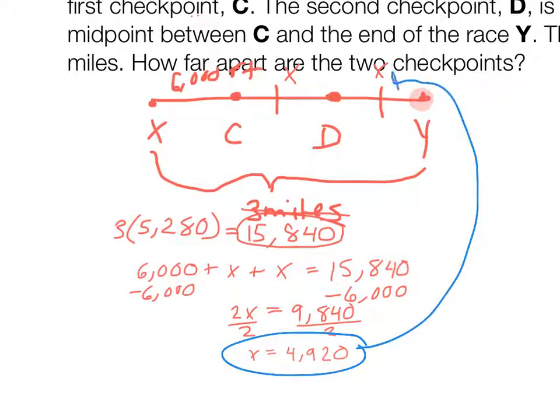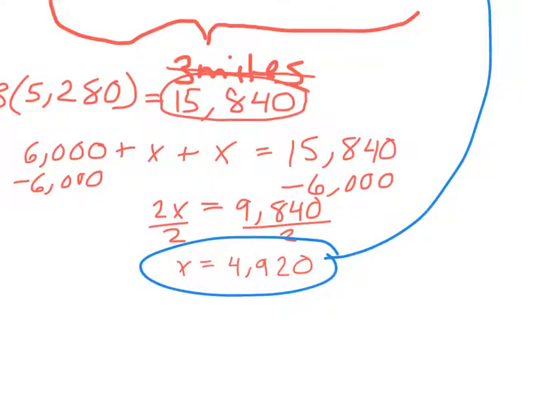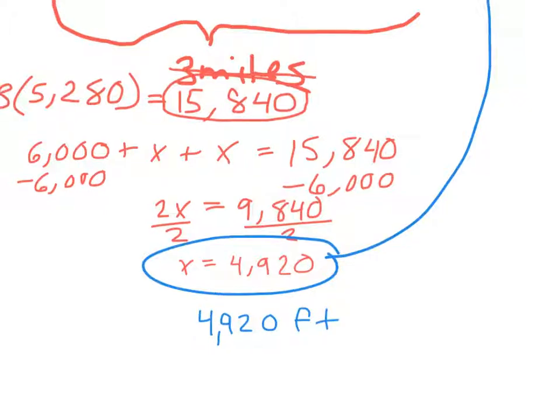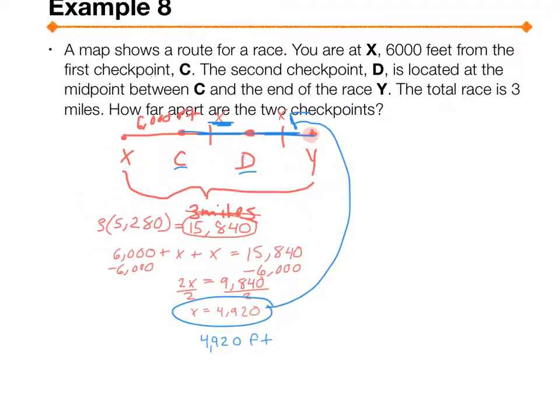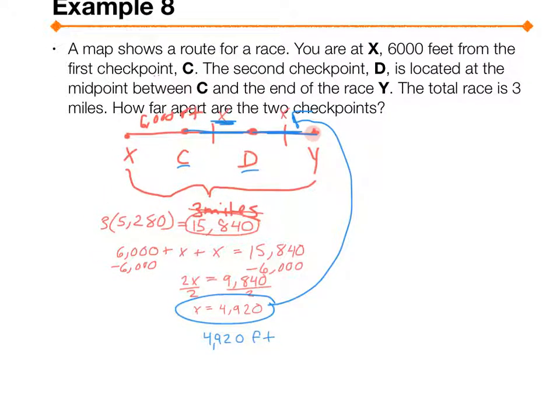So this is the length of x, which just gives us this, and thankfully this is x2, so it gives us this. So how far apart are the two checkpoints, checkpoint C and checkpoint D? So 4,920 feet. It's important to put that feet there, that way we know we're talking about feet and not miles, because remember we had to change 3 miles from the beginning to feet.